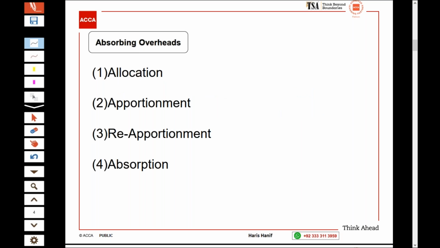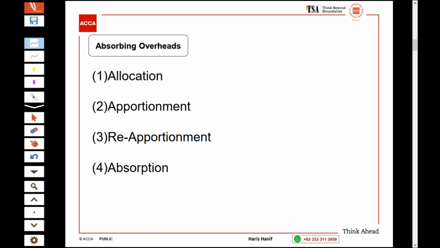If you remember, absorption costing has these stages for absorbing overheads. Absorbing overheads has the following steps: number one is allocation, number two is apportionment, then reapportionment, and then absorption.